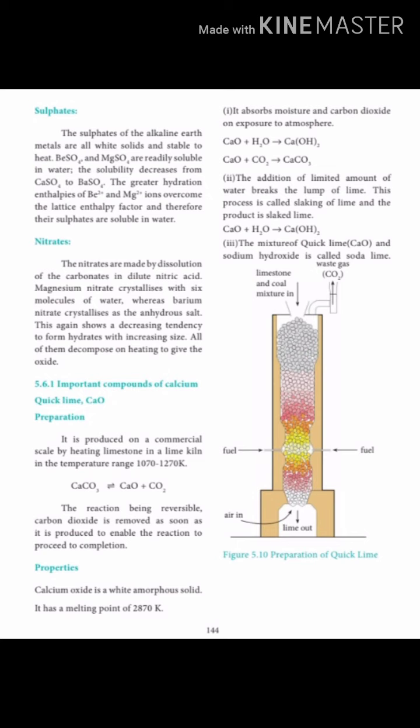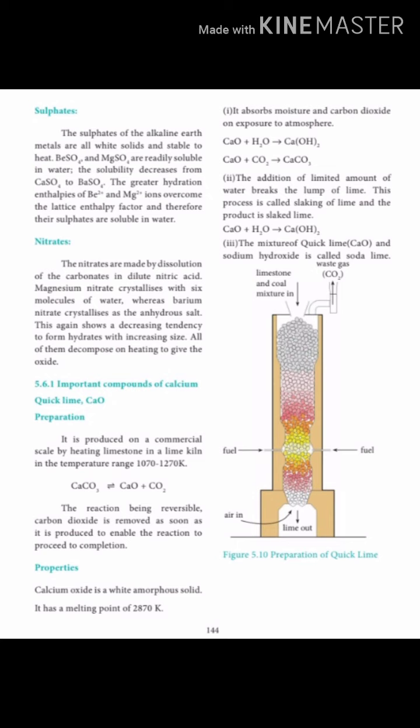The addition of a limited amount of water breaks the lumps of lime. This process is called slaking of lime, and the product is slaked lime. Calcium oxide added to water gives calcium hydroxide. Quicklime mixed with soda gives solid soda lime. See the picture. It combines with acidic oxides such as silicon dioxide and phosphorus pentaoxide to form calcium silicate and calcium phosphate respectively.